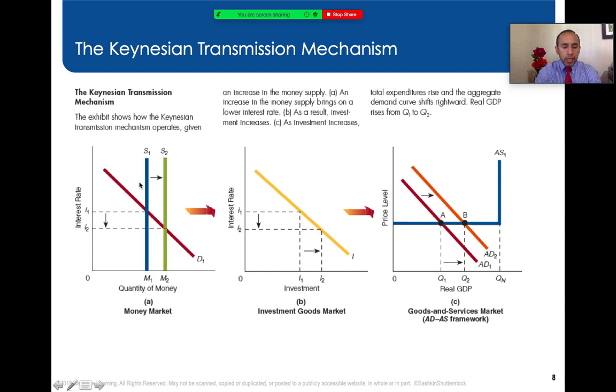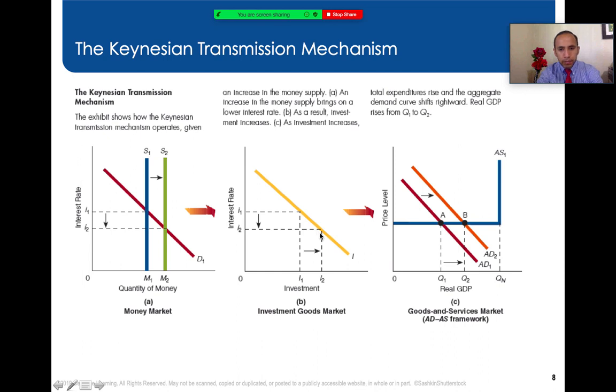It shows the increase in the money supply, with S1 being money supply 1, shifting to the right. We have a higher money supply controlled by the Fed. An increase in the money supply brings the interest rate equilibrium down from I1 to I2. Lower interest rates lead to a greater ability to invest. And we have the investment demand curve, represented by the yellow line. At lower interest rates from I1 to I2, the investment that is generated increases.